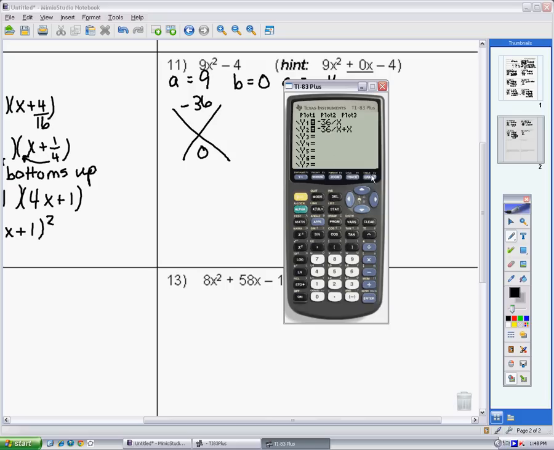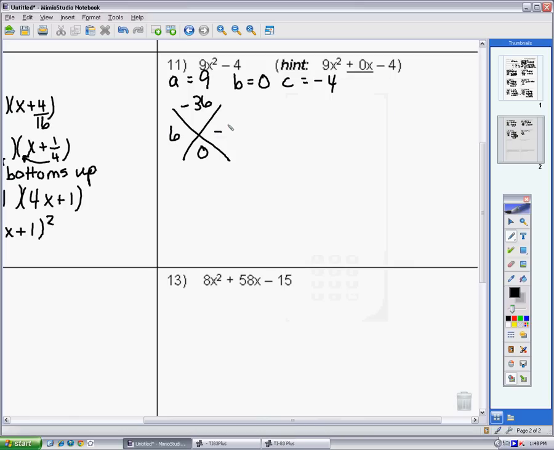I want to look at the table so I can find my sum of 0. Looks like I need to go down. And there's my sum of 0. And it's 6 and negative 6. So I have 6 and negative 6 for my factors. And we'll write those out. X plus 6 times x minus 6.